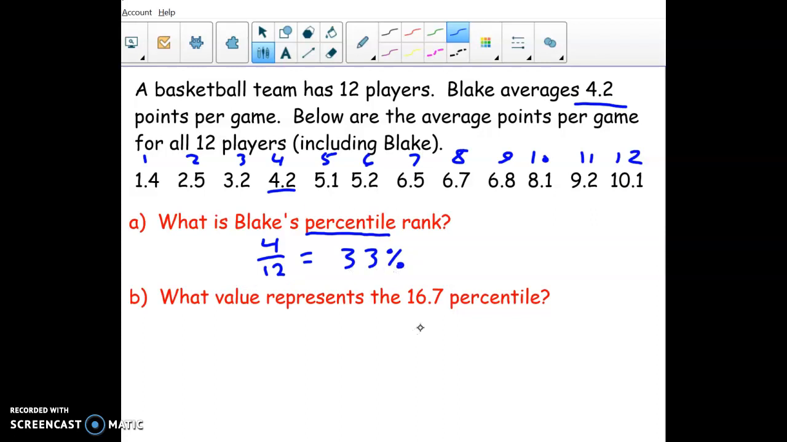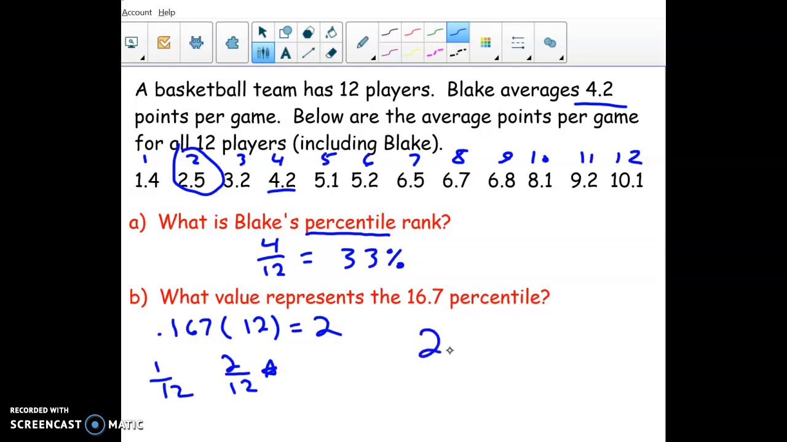Right, and then kind of the reverse: what value represents the 16.7 percentile? The most mathy way to do it is to take that percent times the 12 positions, and you get that the second spot represents the 16.7 percentile. An alternate route is you could just guess and check. You could divide 1 by 12 and see if that's 16.7%. It's not. If you divide 2 by 12, then you'd find out that that is the one we're looking for, right? At any rate, we're looking for the second spot, and that 2.5 represents the 16.7 percentile.